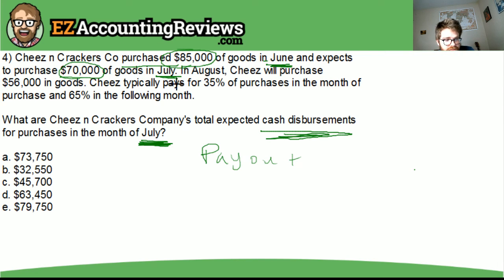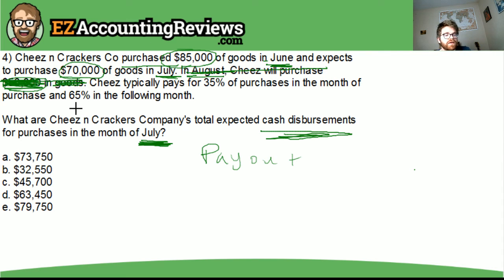But look at this next sentence. In August, this dude will purchase $56,000. If you're just looking for how much you pay out in July, does August matter? The answer is no, it doesn't. And so what I want you to do, if it doesn't matter, cross it out immediately. Get rid of it. You don't need it. Don't even look at it.